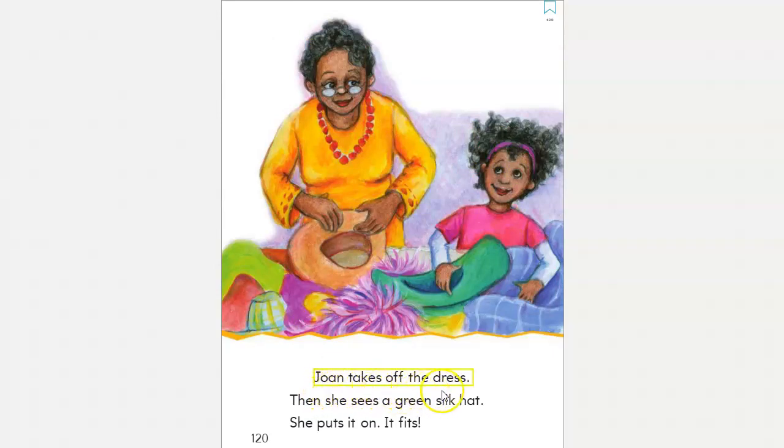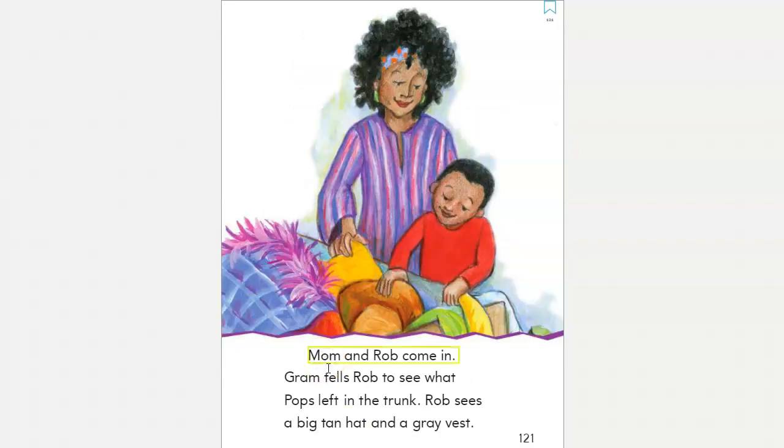Joan takes off the dress. Then she sees a green silk hat. She puts it on. It fits. Mom and Rob come in. Graham tells Rob to see what Pops left in the trunk. Rob sees a big tan hat and a gray vest.